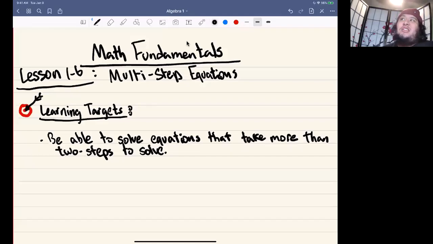Welcome to another lesson. Today's fundamental skill that we're going to be focusing on is multi-step equations. Our goal today is to be able to solve equations that take more than 2 steps to solve. That's why it's multi. Multi means more than two. I mean, technically two is multiple, but we already did 2 steps. Big boy stuff. All right.